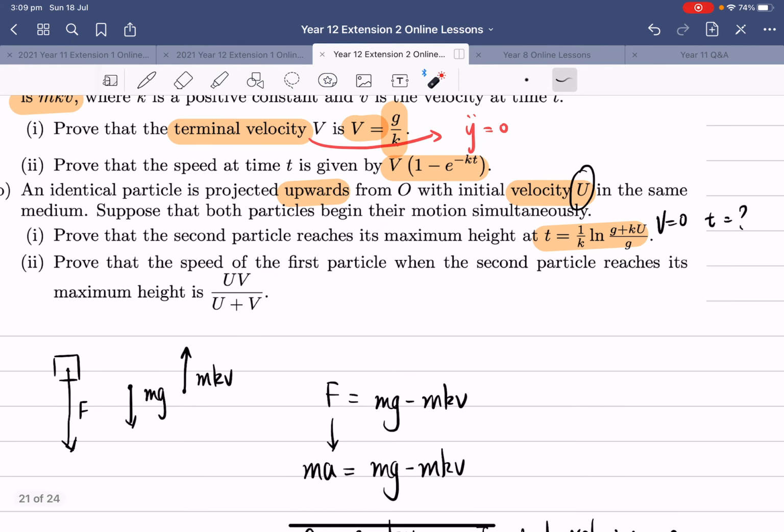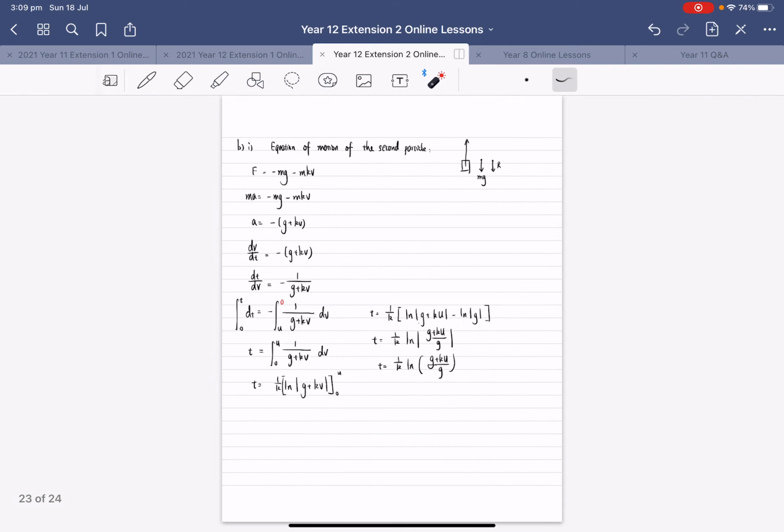Now we need to prove that the speed of the first particle when the second particle reaches its maximum height is equal to that. So we need to find the speed of the first particle when the second particle reaches its maximum height. Since we already know that when the second particle reaches maximum height, the velocity is equal to 0, and the speed of the first particle is given by the previous equation, we can do some substitution to work out the answer. It shouldn't be a hard question this time. All right, let's do a substitution. It's mainly just substitution.